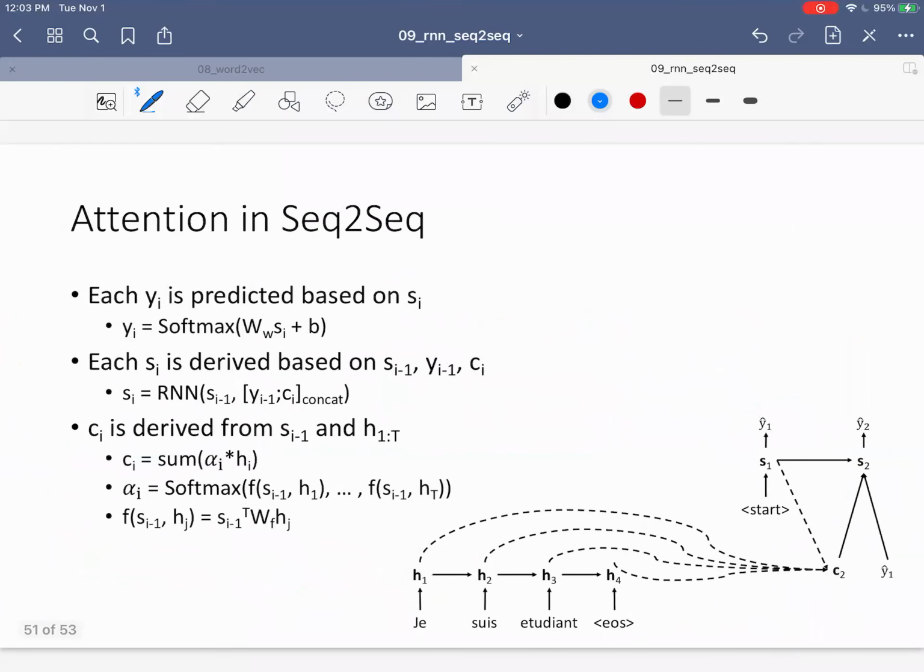Right. So this is a bit more detailed mathematical formula of how you can do it. As I said, you always calculate the compatibility between s(i-1) and h1, s(i-1) and h2, all the way to s(i-1) and hT. Based on this score, you put it through a softmax, and then you get your alphas, and then you get your summation. Once you have the alphas, you can derive your context vector. Then you can take all three, S1, C2, Y1, to derive S2, and then you can predict your Y2.